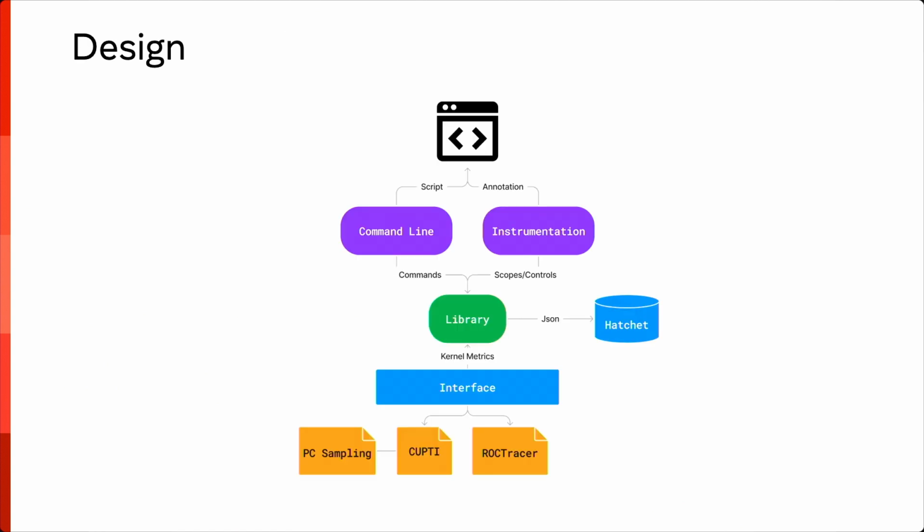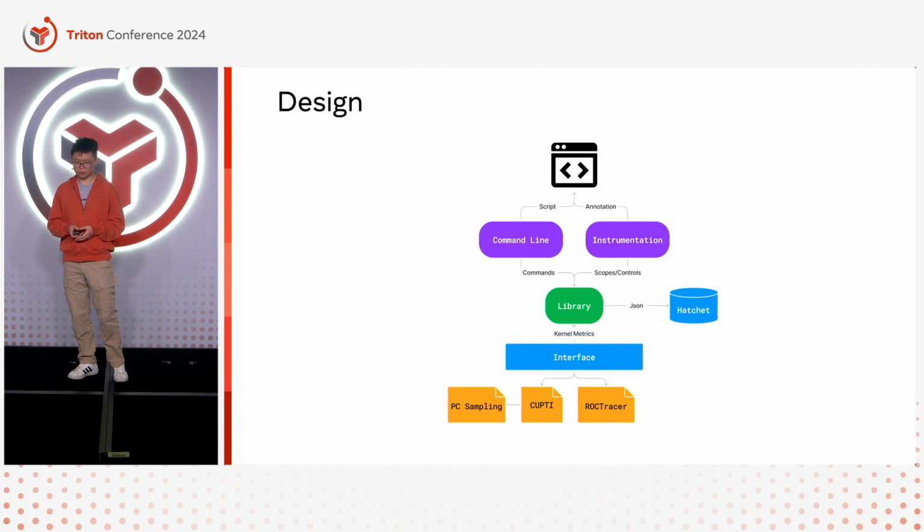Here's a design overview of Proton. It supports two interfaces: the command line interface and the instrumentation-based interface. The command line interface is relatively simple. We just prepend Proton as a prefix before your Python script. The instrumentation interface does require modifying your source code to apply some annotations. Then the core library consists of both kernel metrics handling and invoking the corresponding vendor-provided measurement substrates, including CUPTI and Roctracer. After the profiling is done, we output the profile in hatchet format and allow you to visualize it on the terminal.